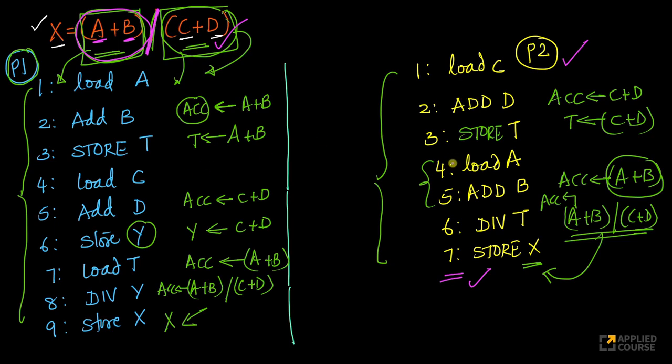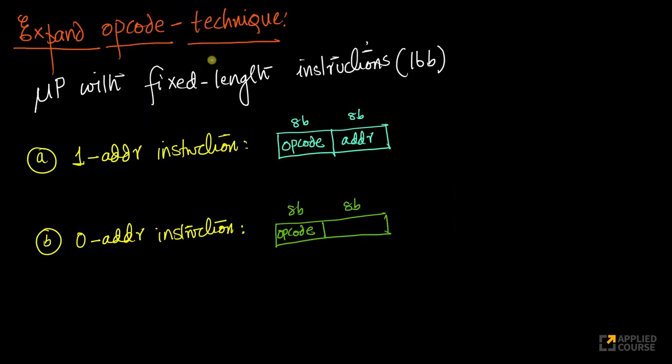Very nice example actually. Okay, there is one problem which we sometimes encounter when we have microprocessors with fixed length instructions. Imagine I have a microprocessor where my instruction length is fixed, let's say 16 bits. It's a fixed length instruction, right?